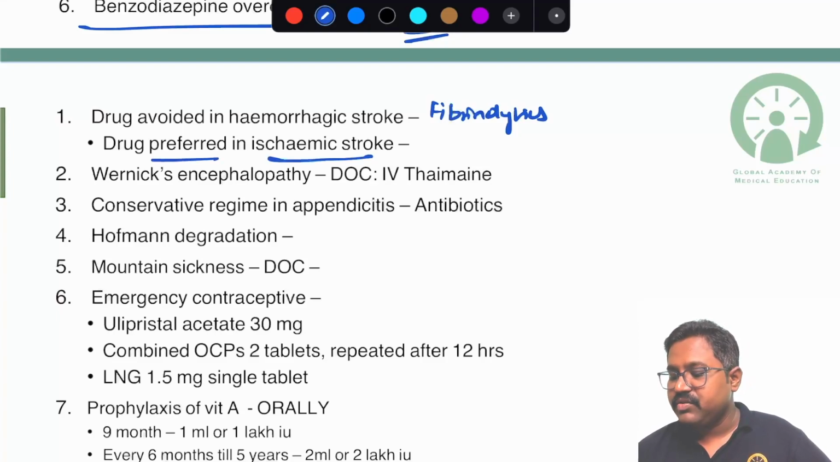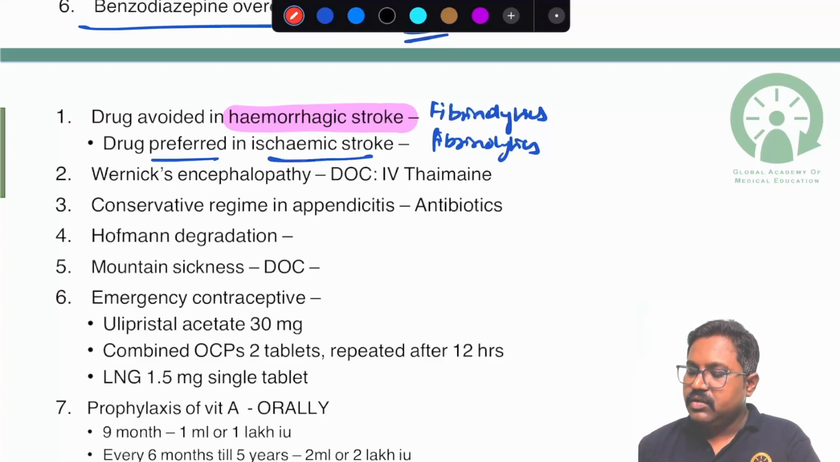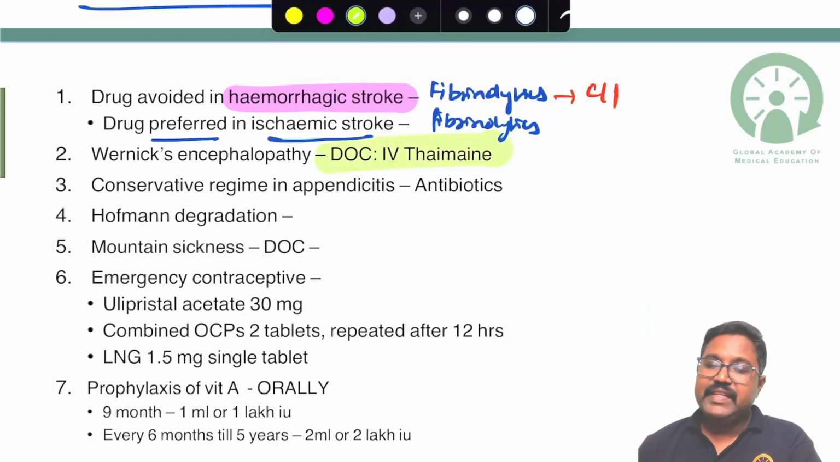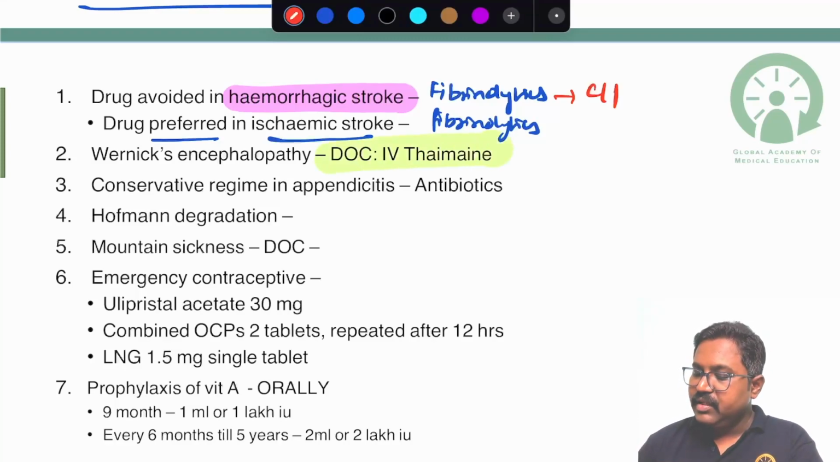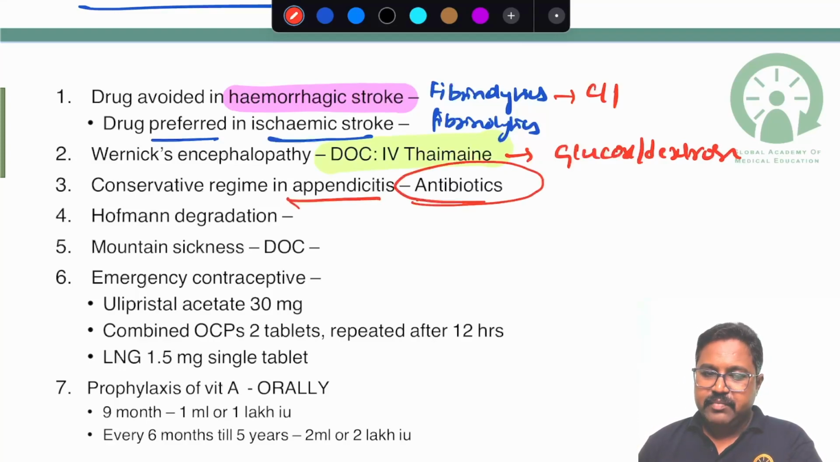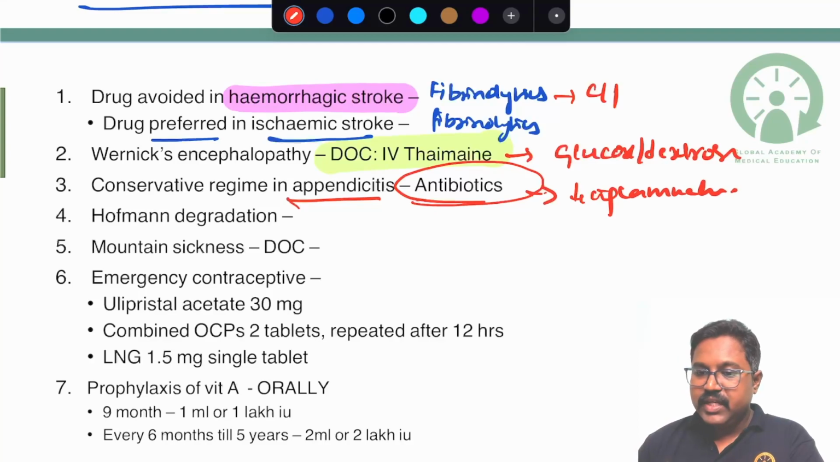Which drug is preferred in ischemic stroke? Again, you can choose fibrinolytics in case of ischemic stroke, but not in case of hemorrhagic stroke, where fibrinolytics are totally contraindicated. For Wernicke's encephalopathy, the drug of choice will be IV thiamine, followed by which you can give dextrose or glucose. For conservative management of appendicitis, it is broad spectrum antibiotics, the reason being to reduce the inflammatory process.